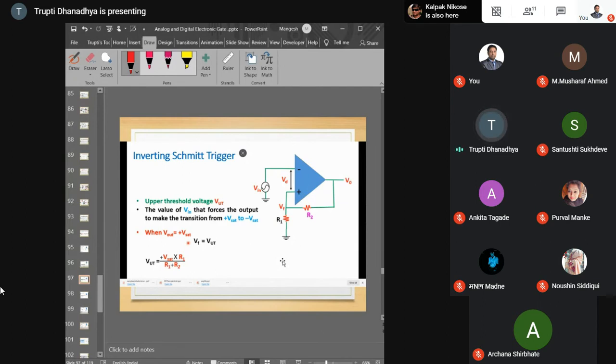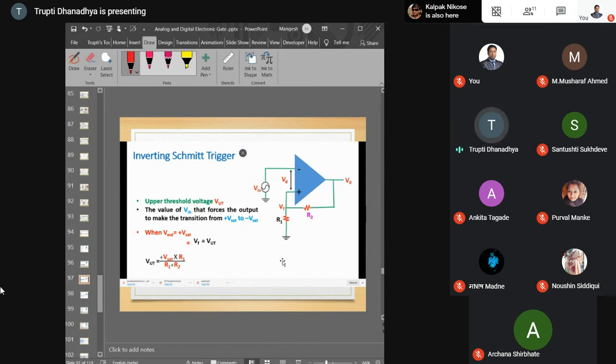Okay, so V output is equal to plus V saturation. I have already written here. At that time, VF is equal to VUT, where UT stands for the upper threshold voltage. So VUT is equal to V saturation into R1 divided by R1 plus R2.